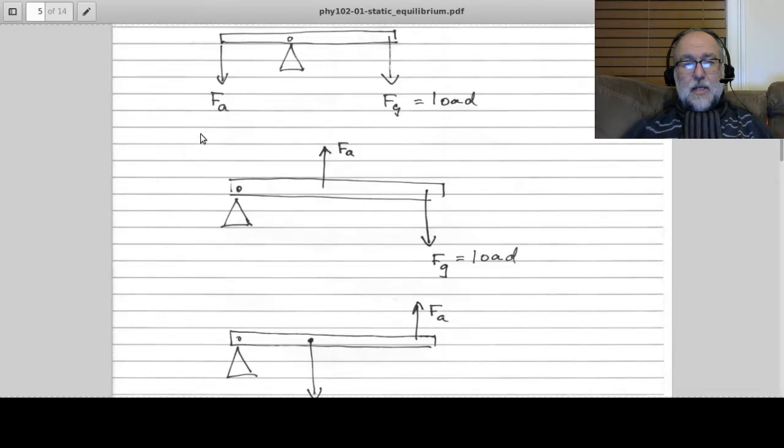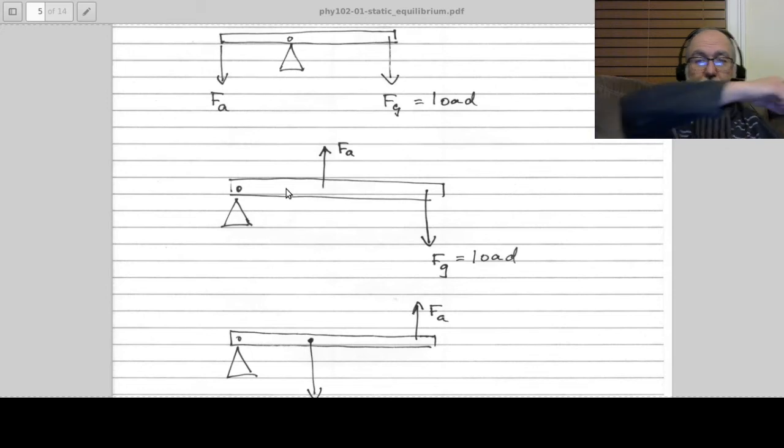But there's another possibility, and here it is. Here you have the fulcrum at one of the endpoints. You have an applied force up, and the load is down like that. Remember this thing is forced to pivot around that point there, so the load wants to make this side go down, and so you're going to have to pull up there like that. This, by the way, is the human arm.